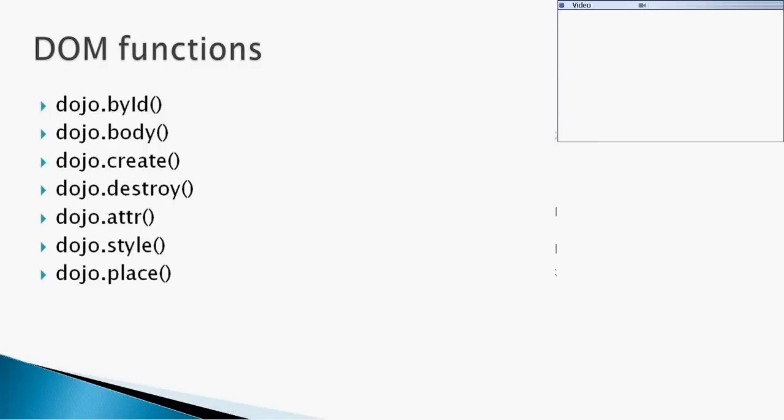So these are basic DOM functions. dojo.byId lets you quickly fetch any element using its ID. dojo.body will return you the document body, whether it's an iframe or the main page; it will return the current context's body. dojo.create allows you to create an element, and destroy removes any element. dojo.attr is very handy; it allows you to change multiple attributes at a single time. dojo.style allows you to change the style properties. dojo.place allows you to place a new or existing element anywhere inside the DOM.